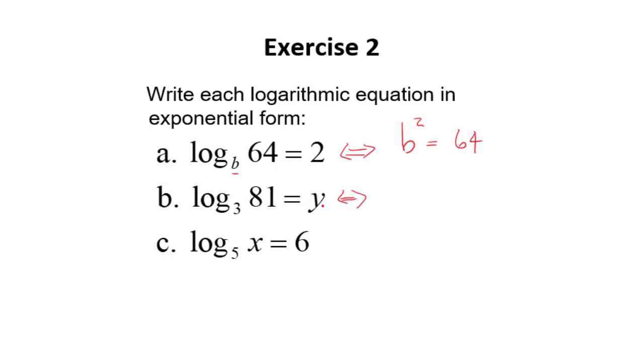Now here, the logarithm of 81 to the base 3 is y. That is equivalent to saying that if I take the base 3 and raise it to the exponent y, I get 81. Similarly, for letter C, what's the base? 5. What did I raise it to? The exponent 6, I get x. Again, the key here is practice. What you can do is take all these and rewrite them in logarithmic expressions, and see if you get the same expressions on the left.